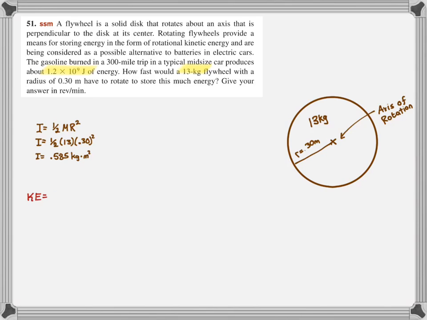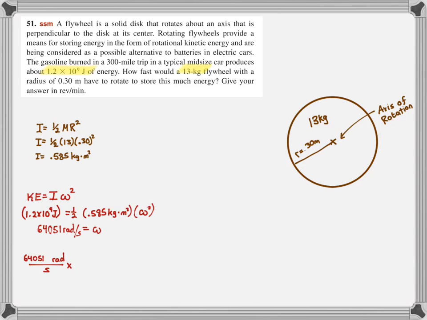They give us the kinetic energy, so we're going to use our kinetic energy equation that says for circular motion the kinetic energy is 1/2 the moment of inertia times the angular velocity squared. They gave us the kinetic energy. We know the moment of inertia, and then what we want to find is the angular velocity. When we calculate our angular velocity, we find out that it's 64,051 radians per second. But they don't want it in radians per second; they want it in revolutions per minute.